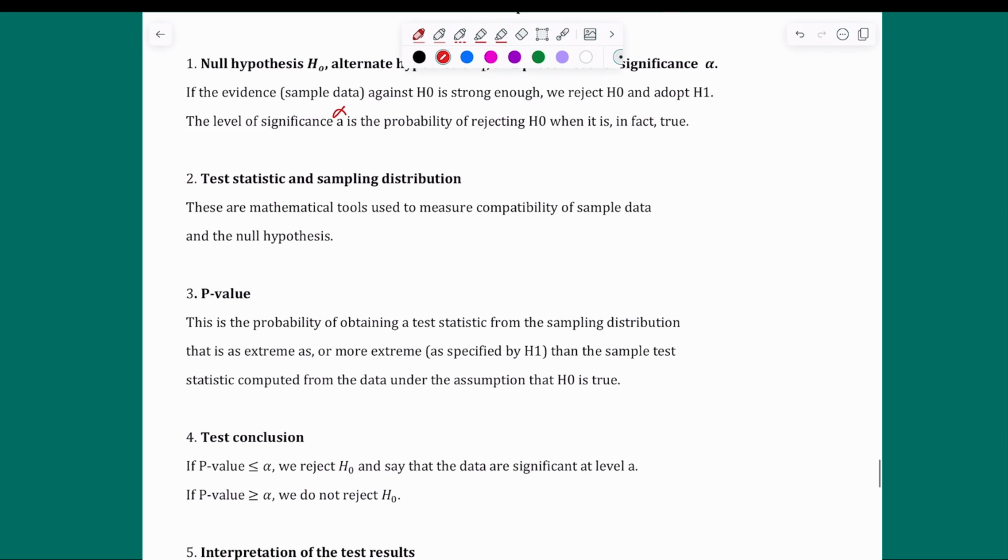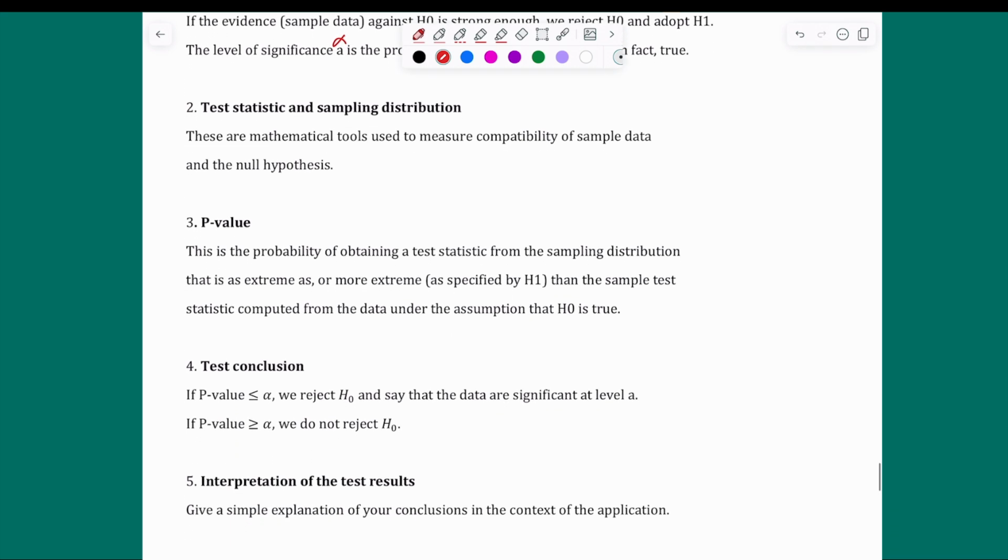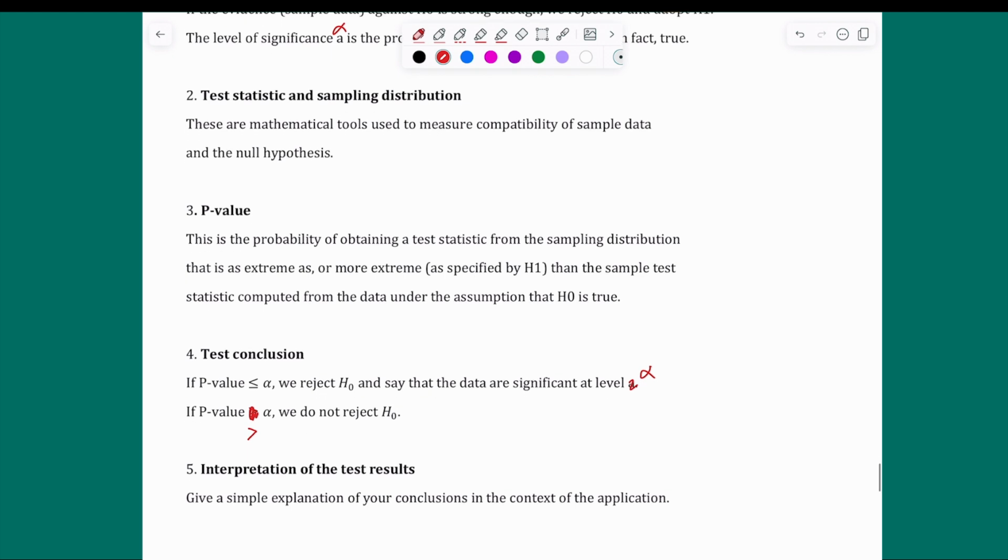The conclusion: the way you conclude a test is you compare the significance level and the p-value. If the p-value is less than or equal to alpha, we reject the null hypothesis and say the data are significant at level alpha. If the p-value is greater than alpha, we do not reject the null.